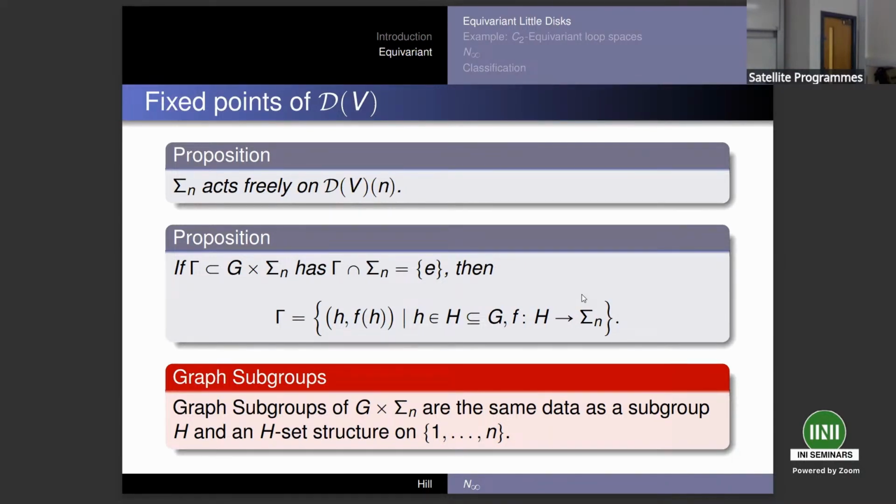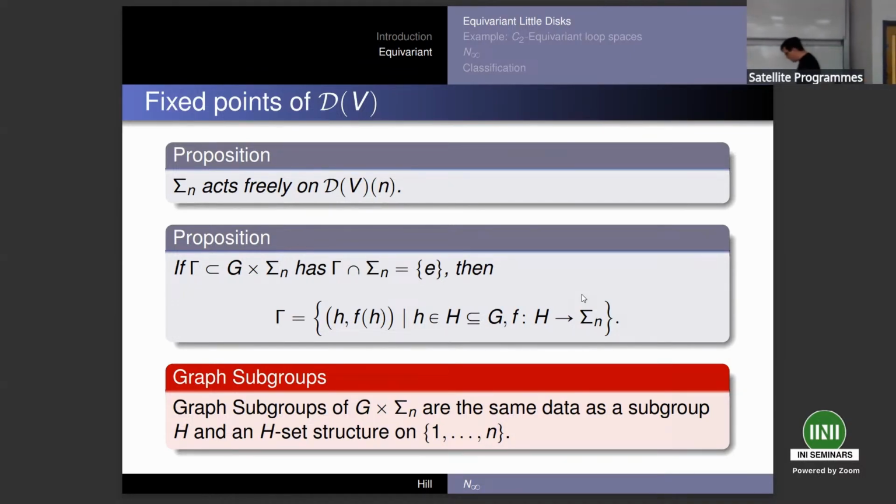But I don't care about any of the subgroups that actually intersect sigma n in a non-trivial way. Because the fact that sigma n acts freely tells me that if I have a subgroup that intersects sigma n in a non-trivial way, then the fixed points are automatically empty. So I don't care about those. The only ones I care about are the ones where my group gamma intersects sigma n trivially.